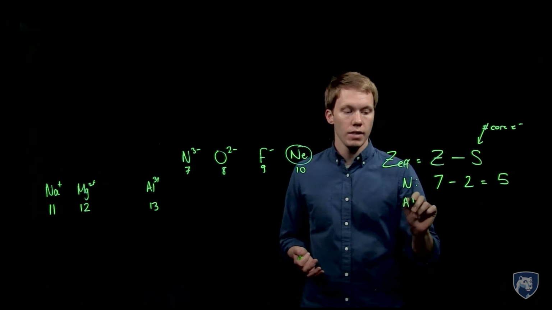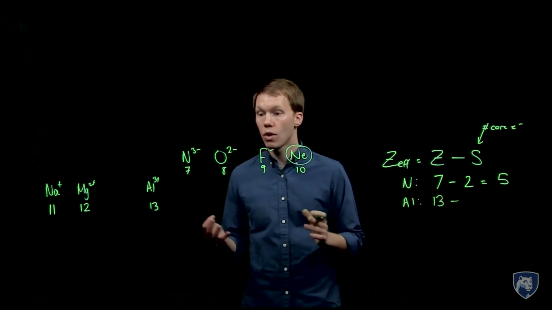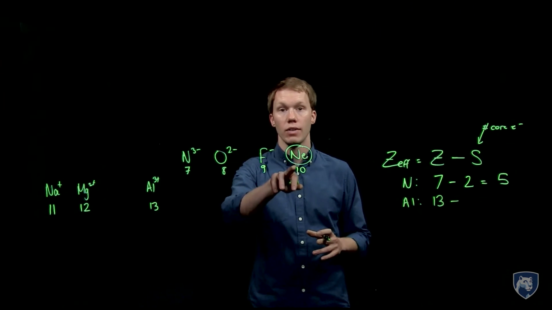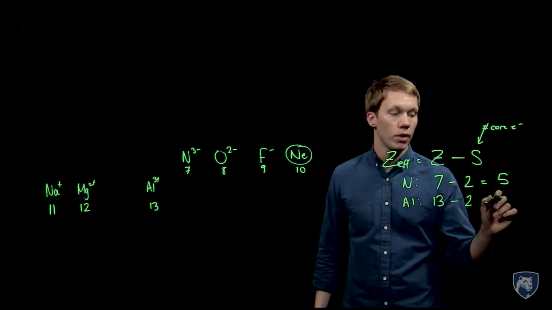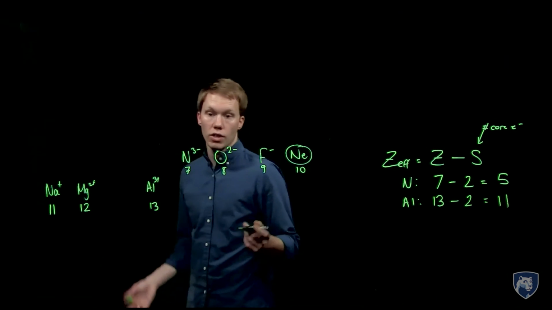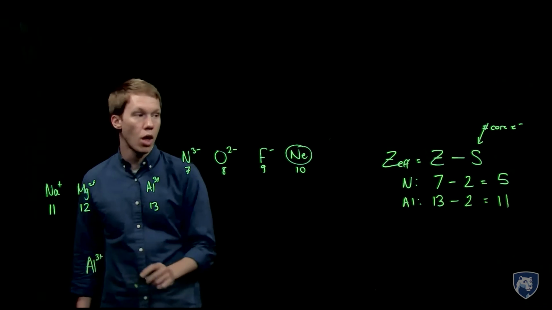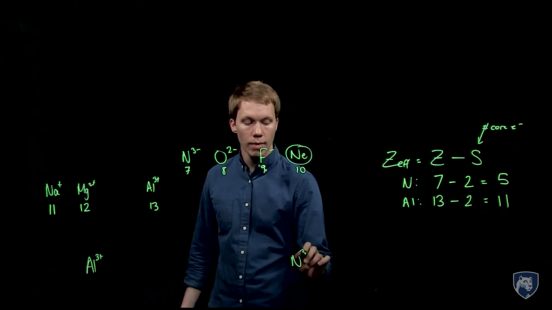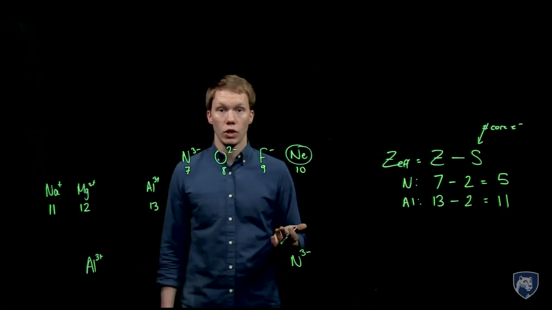Aluminum, on the other hand, will have 13 protons minus its core electrons, which, since it has 10 electrons now, are going to be the same 2 from the 1s orbital, so my effective nuclear charge is 11, much larger. So we have our ends of the spectrum. Aluminum 3+ is going to be the smallest, it has the largest effective nuclear charge, and nitrogen 3- will be the largest one. It has the smallest effective nuclear charge.